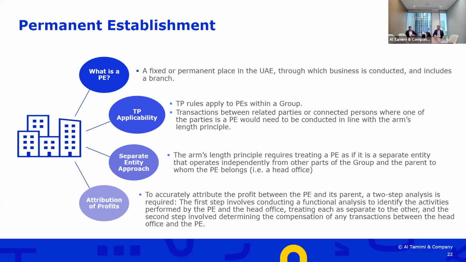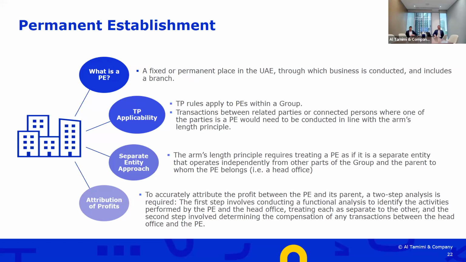And so where there is a permanent establishment, TP rules apply to permanent establishments and their transactions with related parties, and these transactions would need to be conducted in line with the arm's length principle, which Yanis has just been discussing. And the way it works is that the arm's length principle requires that a permanent establishment be treated as a separate entity for transfer pricing purposes from its head office and from the rest of the group, notwithstanding that from a legal perspective, it may be seen as the same entity. From a transfer pricing perspective, it is a separate entity, and that is the basis on which the arm's length principle applies to transactions between permanent establishments and their head office.